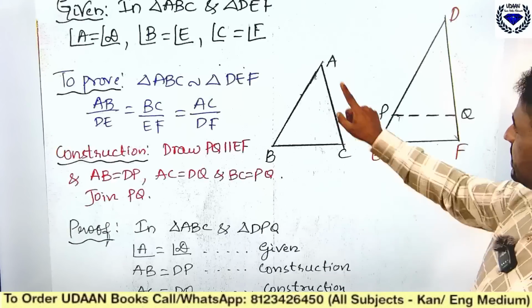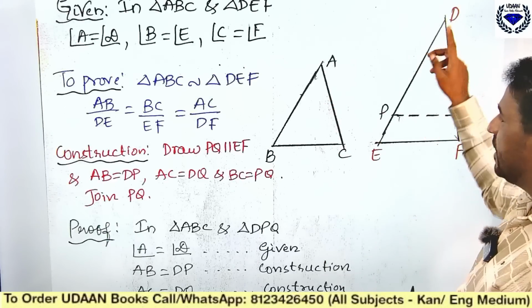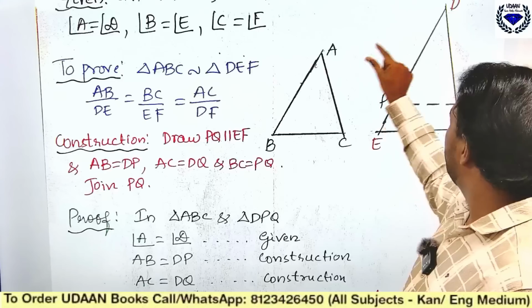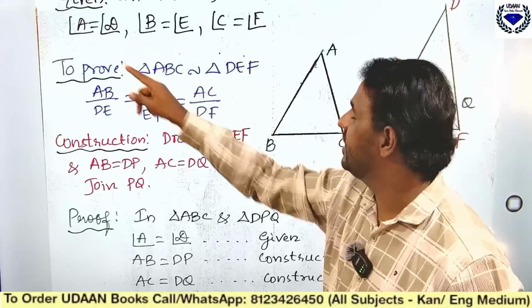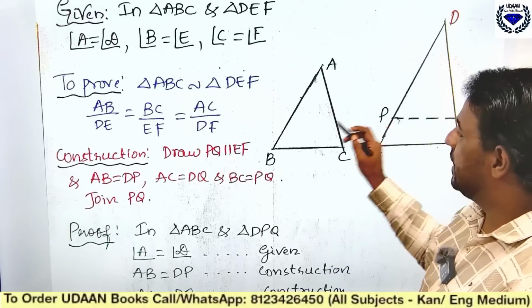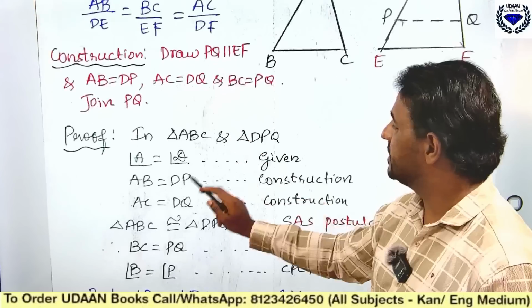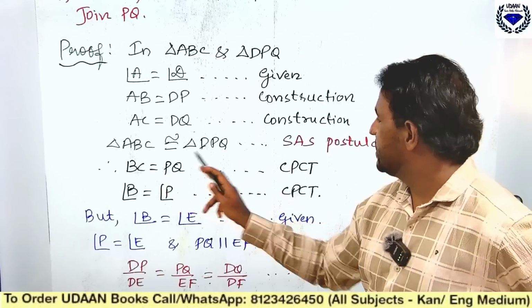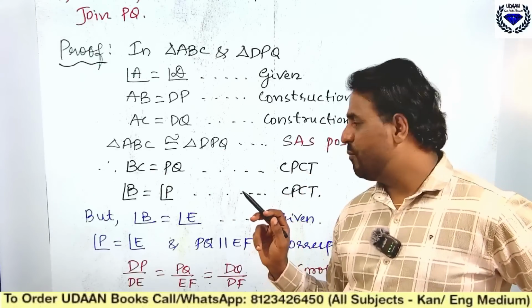Then you take this smaller triangle and this smaller triangle, prove that they are congruent. See, angle A and angle D are equal because it is already given. Then by construction, AB is equal to DP. AC is equal to DQ by construction. Therefore, the two triangles are congruent by the side angle side postulate.